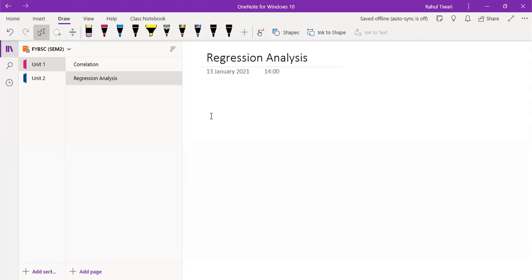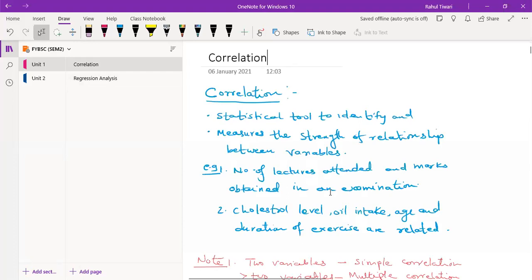Regression analysis is part of your correlation analysis only. You have seen how correlation gives some relation between two variables, which is linear. Linear in the sense that if x is increasing, then y is increasing, or x is decreasing, y is decreasing, and vice versa. We are trying to find the measure of the strength of the relationship between two variables using the concepts of correlation.